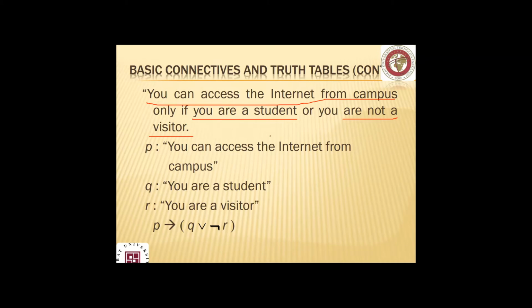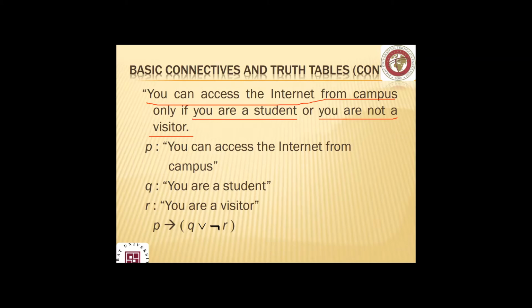Now, you are not a visitor. Take it as a rule, which is not actually an official rule, but in this case we use the positive structure of the statement. We don't use the negated structure. You are not a visitor, use it as: you are a visitor. All right. Assign them letters or symbols in this case. P, you can access the internet from campus. Q, you are a student. R, you are a visitor, not you are not, you are. Take it in the positive form.